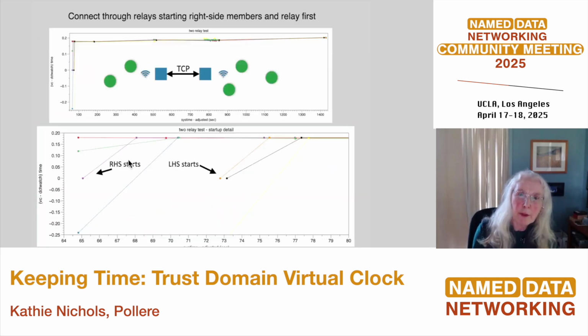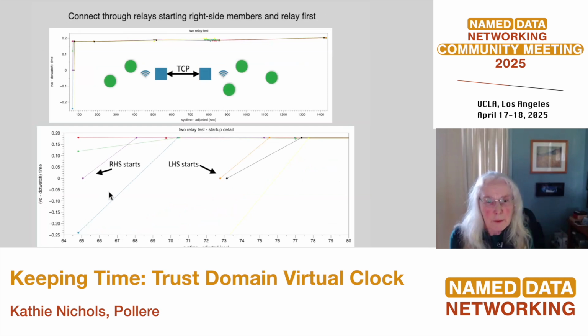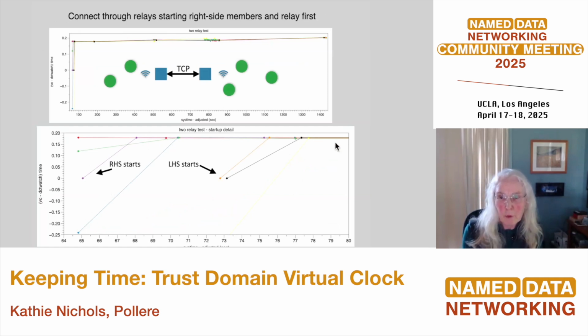Then here's one where I'm connecting through a relay, and I started the right side members and their relay first, and then started the rest. You can see what happens here when the right-hand side starts. You've got all these different values, and then they pop up and converge. And then the left-hand side starts, and it moves things around again.